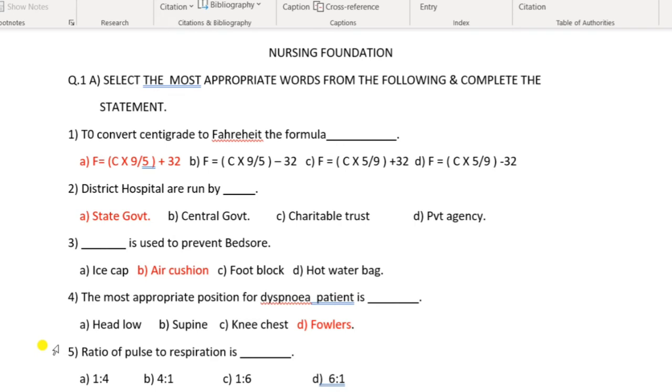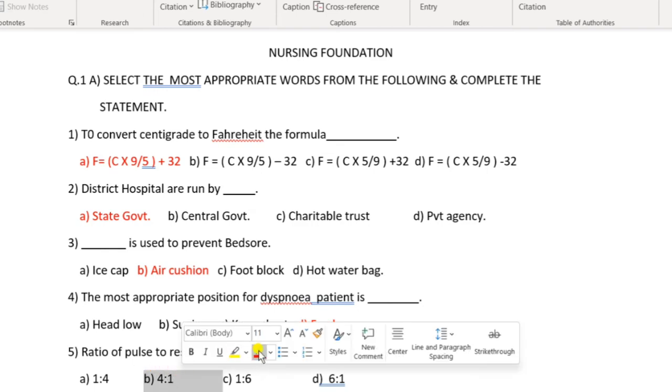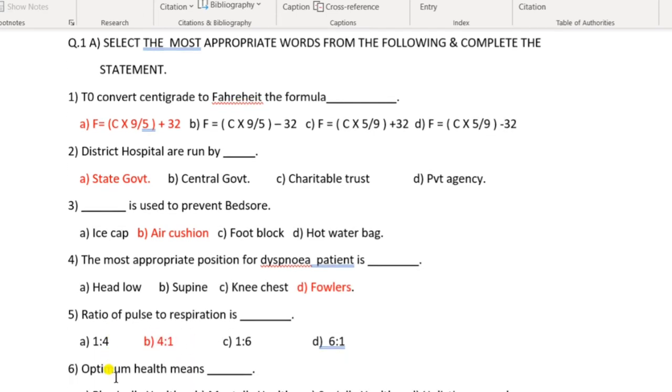Then question number 5. Ratio of pulse to respiration is dash. Option A is 1 is to 4. Option B is 4 is to 1. Option C is 1 is to 6. Option D is 6 is to 1. Pulse to respiration. If pulse is 80, then respiration will be 20. That means 4 is to 1 ratio. Option B is the correct answer.